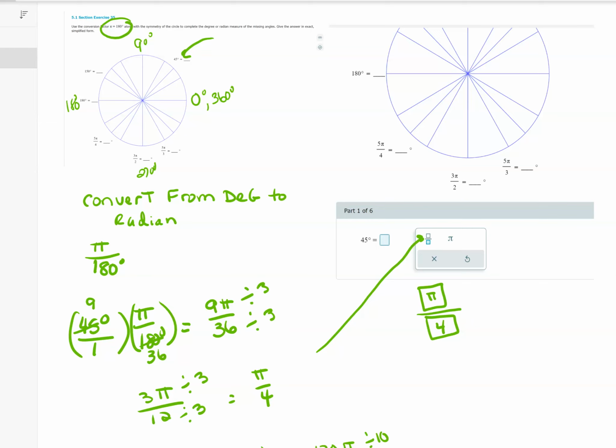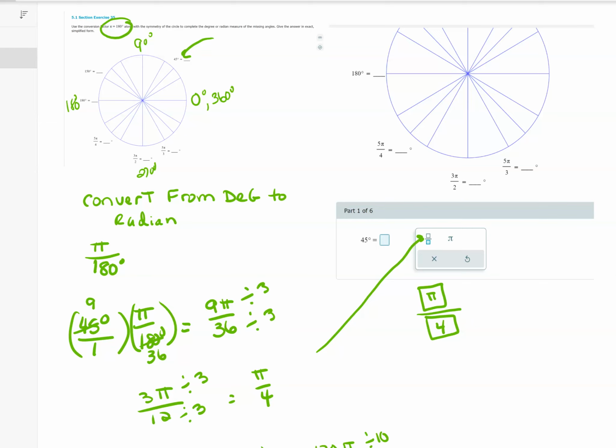45 degrees, they want you to convert from degrees to radians. So the conversion factor is pi divided by 180 whenever you're converting from degrees to radians. So you set it up as 45 over 1 times pi over 180. So now it's just a matter of simplification.